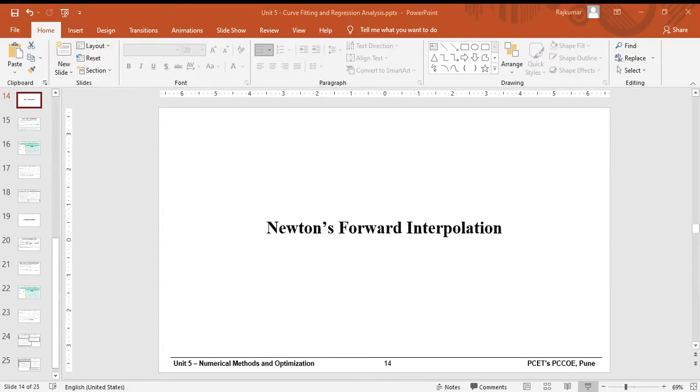So the formula is very simple. Whenever you want to find the del value, just take the difference between two successive values given in the previous column. Similarly, del cube y naught you can find by taking the difference. So here you can see minus 0.13 minus minus 0.16, you will get 0.03. So continue this process to get all the corresponding values of del square, del cube, del raised to 4, and so on.